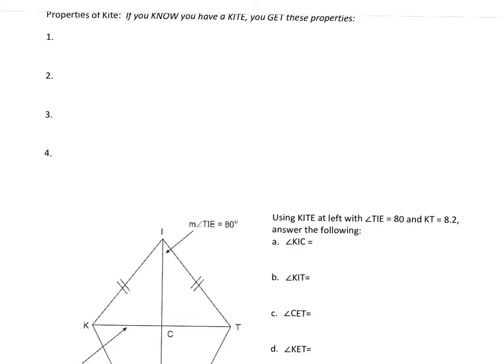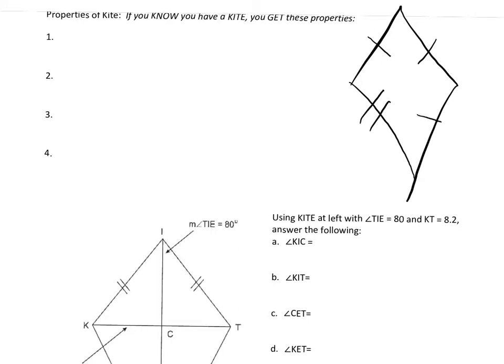So for a kite, remember what defines a kite is that it has two consecutive sides that are equal. So if I were to draw your run-of-the-mill kite, it's to say that these two sides that are consecutive, or one right after another, are equal, and then these other two sides are equal. And we have four properties from that. One is that the diagonals are perpendicular.